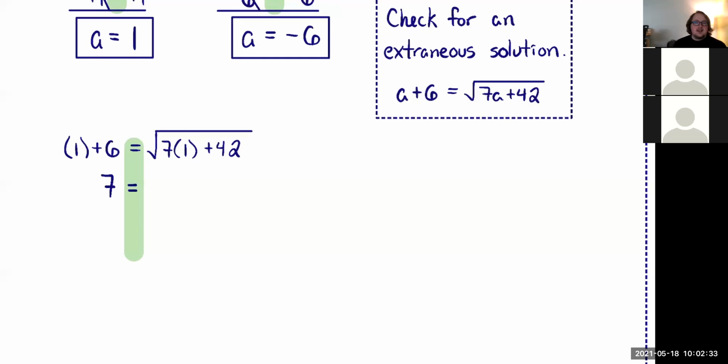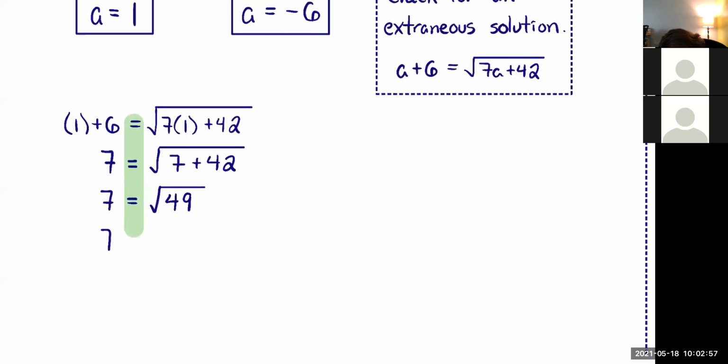On the right-hand side, I'm inside the radical. I'm going to have to do those parentheses first. What's 7 times 1? 7. So I have 7 plus 42. What's 7 plus 42? 49. So I end up with the square root of 49. And what's the square root of 49? 7. So I end up with the statement that 7 equals 7. Is that true? Yes. Actually, let me just write the word true.